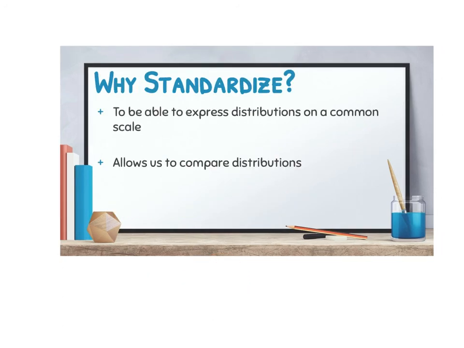Okay, so why do we standardize like this? Z-scores and percentile ranks. Okay, we do it to be able to express distributions on a common scale. So if you're comparing two distributions like the ACT and the SAT that are on different scales, Z-scores and percentile ranks both allow you to compare scores from the two tests, okay? And this allows us to compare distributions.